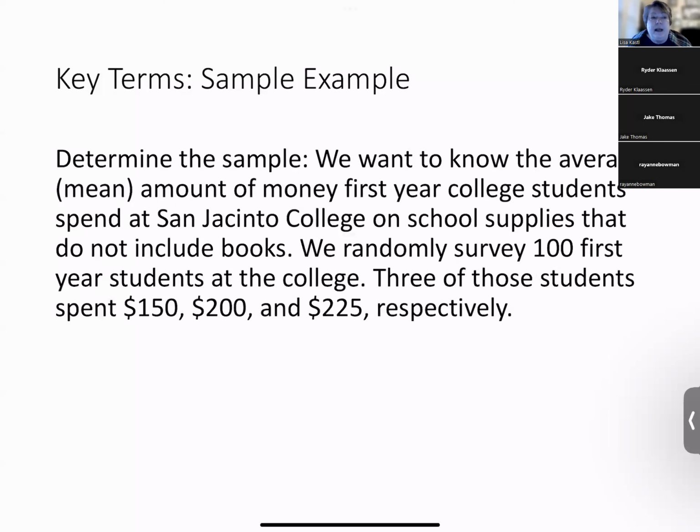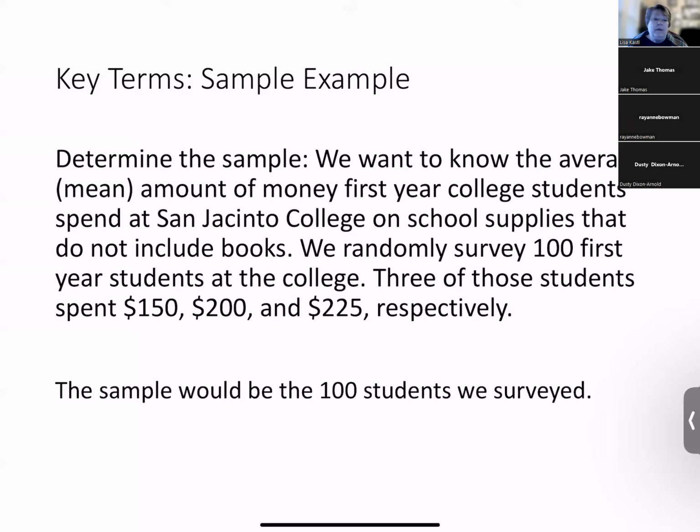All right, so what's your sample here? So our population is the first year college students at this college. What's our sample? The 100 first year students. Thank you, Dusty. So out of that population of these first year college students, we took a sample of 100. And those 100 we're going to use to represent our population. And who knows, if this is a huge college, there could be 20,000 students in the freshman class. So we're not going to survey all those.